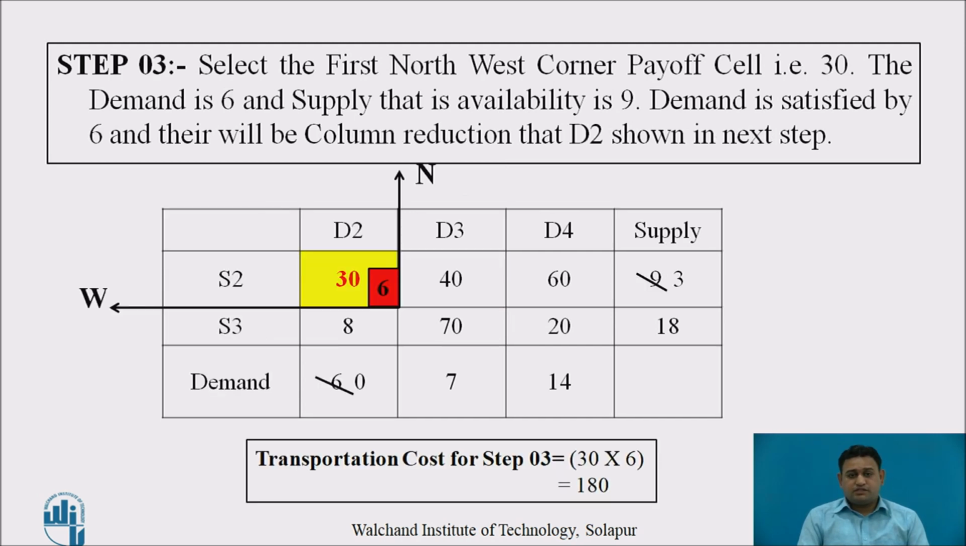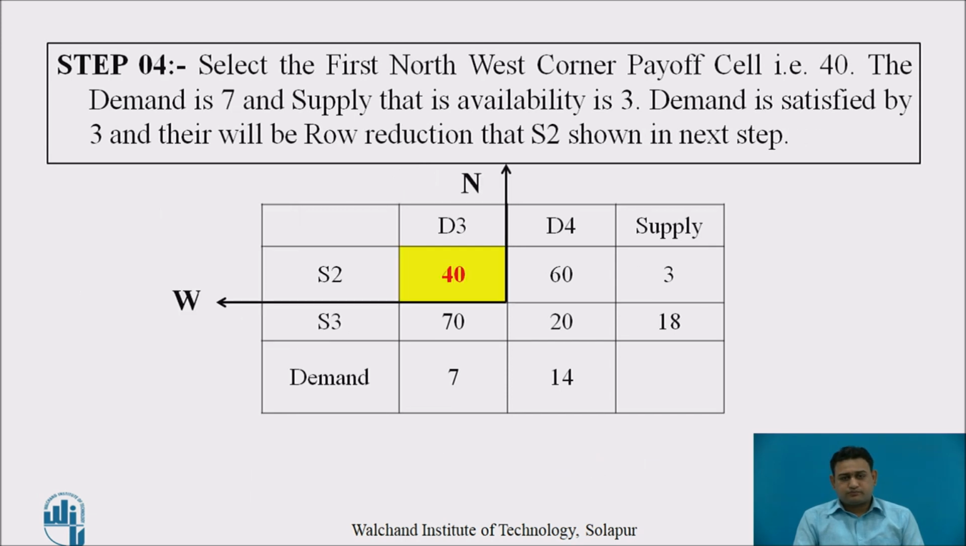As I have shown in this table, the demand of D2 is fully met by the source S2. That's why there is a column reduction of D2. Now this is the table where we see the first cell with the 40 payoff, or transportation cost, at the northwest corner. Here we see that the destination D3 has a demand of 7, and the source S2 has an availability of only 3. Meaning the demand of D3, 7, is satisfied only by 3.